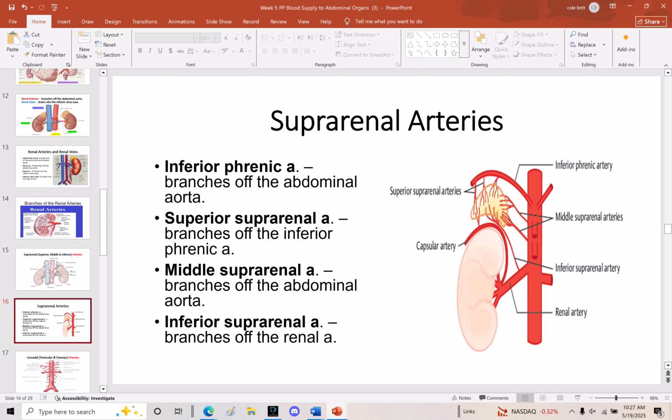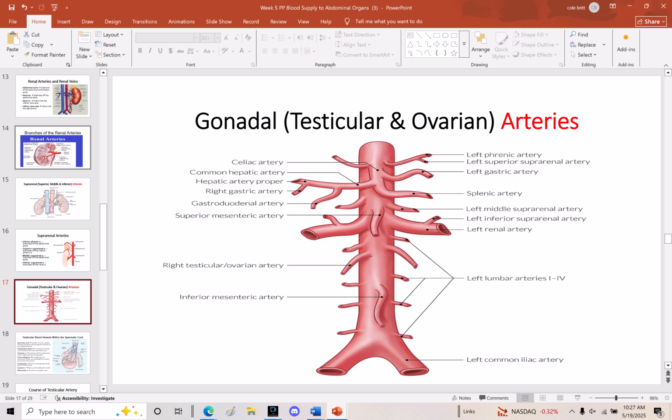There's just a picture of the arteries by themselves. Okay, so the testicular and ovarian arteries. Here we have the right and the left gonadal arteries. They usually come off right between the superior and inferior mesenteric arteries. Now I keep telling you it varies quite a bit. A lot of times you'll have the superior mesenteric artery come off differently than how we have it here. So if you see five different pictures, you may see five slightly different patterns.